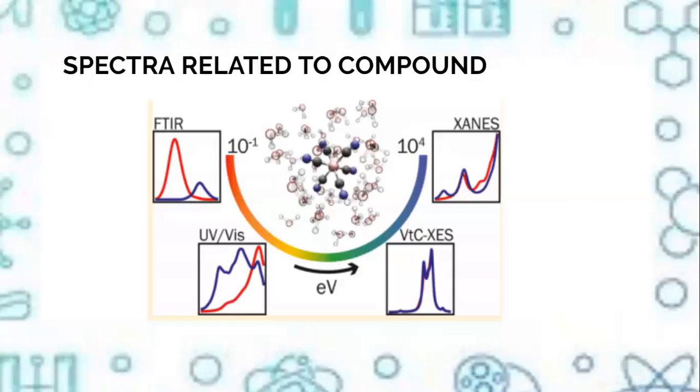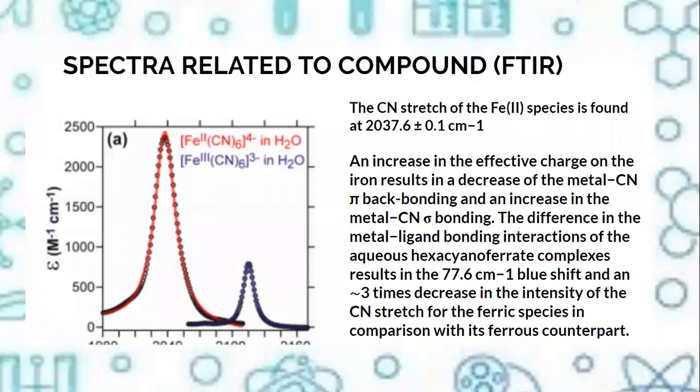Okay. Now I will talk about the spectra related to the compound. Here in the diagram, it shows the FTIR, the UV-vis, the VTC XES, and the XANES. But I will only focus on the FTIR and the UV-vis. So this is the FTIR spectrum. We can see two peaks, but we will focus on the red peak, which is the Fe2+ species, where the CN stretch is found at 2057.6 centimeter negative one.